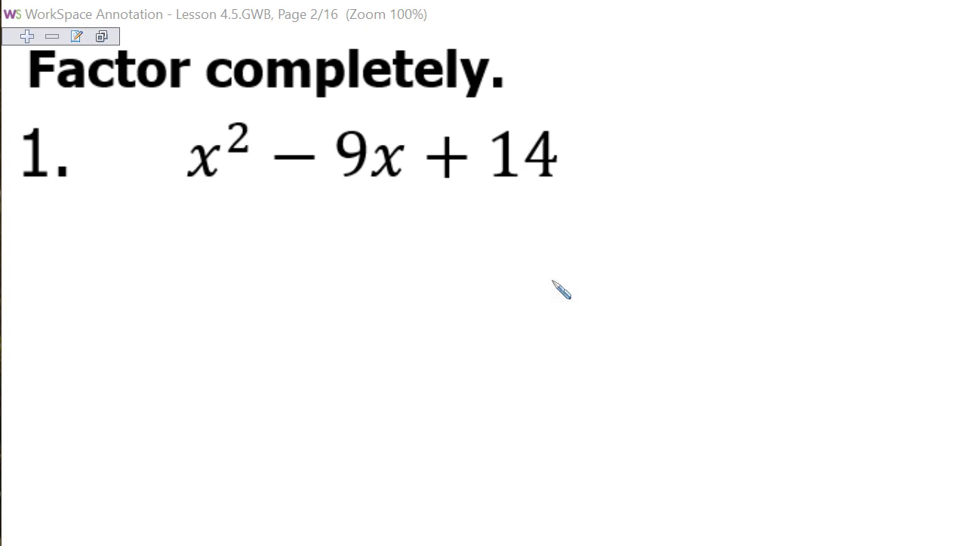Okay, the first two we're going to skip. So we're going to start with the second problem, number 1, and the instructions say to factor completely. Now this one is a 1x squared, so this is just a review of what we did on Monday.